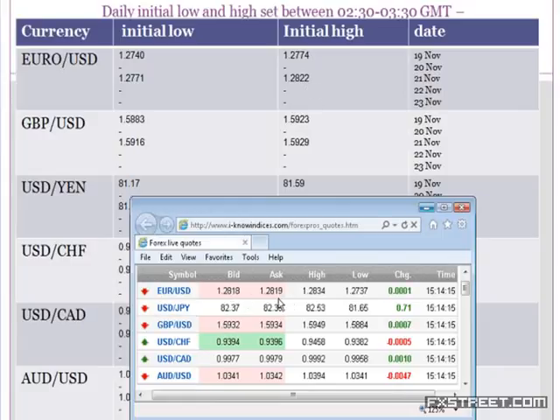1.2818, 1.2819 other levels. So it is 15:14 GMT. 14:30 GMT the session started. Let me explain how to read these moves.